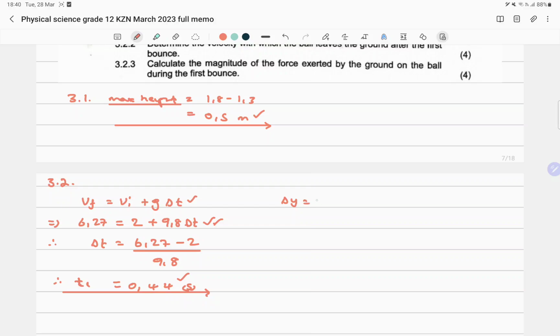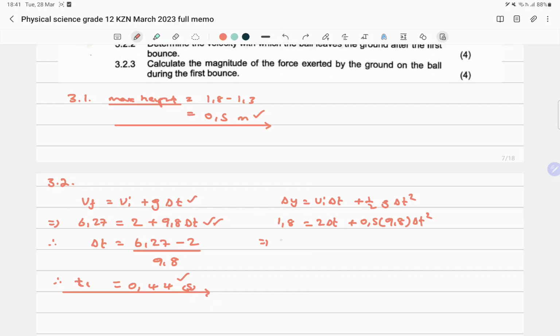Delta y is equal to the initial velocity times delta t plus half g delta t squared. Okay, how would you handle this? You know that the height is downward, so we're moving downward, so this is going to be positive 1,8 equals the initial velocity, which is positive 2 because it's directed downward, times delta t, plus now we're going to have 0,5 into 9,8 delta t squared. Okay, everything is positive.